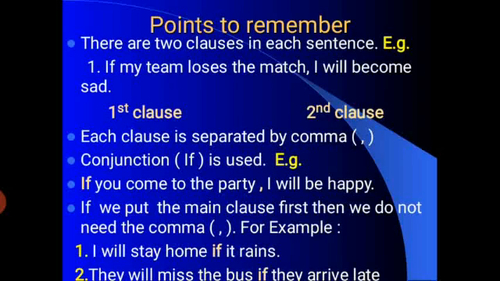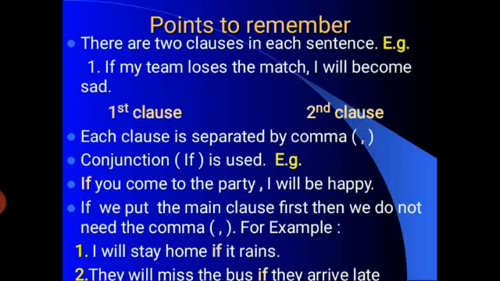Okay. Next point, each clause is separated by comma. Conjunction if is used. Second point you need to remember, each clause is separated by comma. So we have two clauses and they are separated by comma. Conjunction if is used. Definitely these are the conditional sentences. Definitely we are going to use conjunction, that is if.